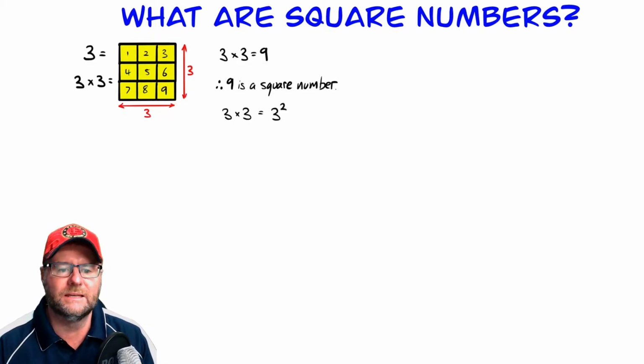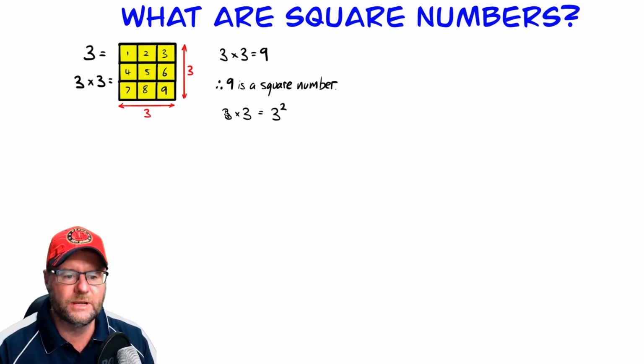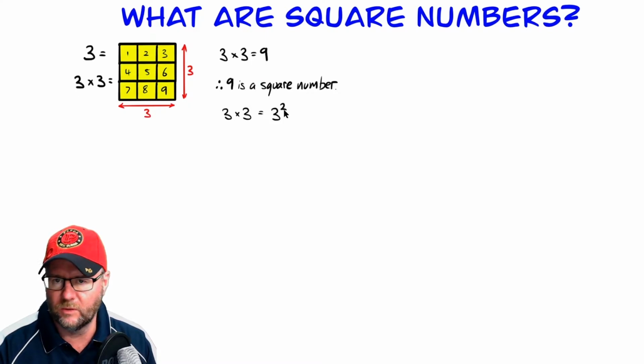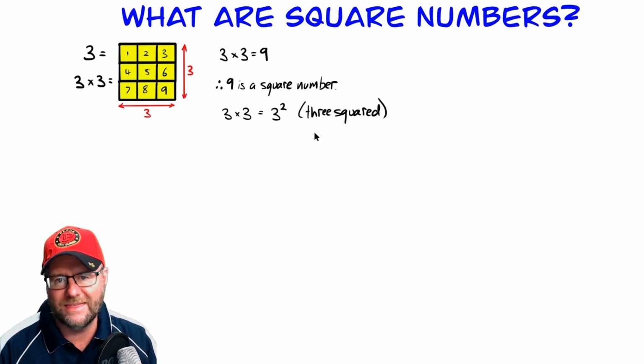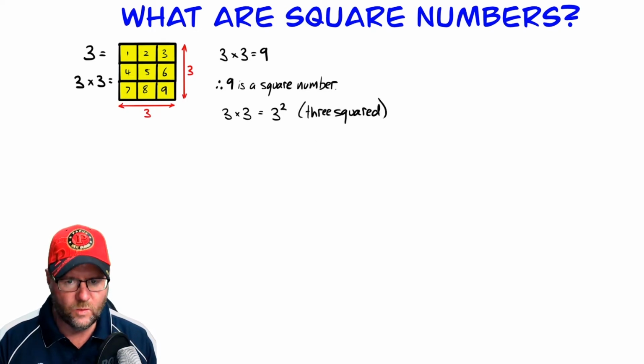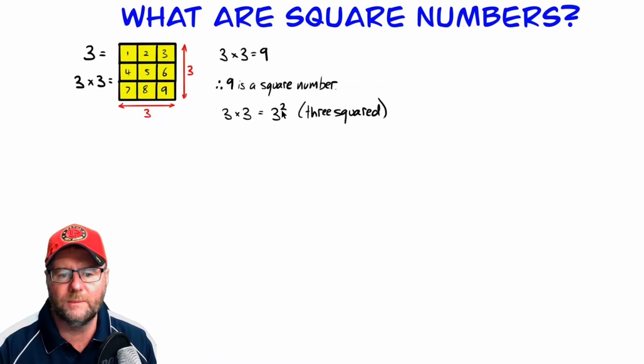We write it like this: 3 times 3 equals 3 with a little 2 up the top in what we call the index. So 3 with a little 2 up the top, sort of up and to the right hand side. And the way we say that is 3 squared. So if we see 3 with a little 2 up the top there, we'd say, well, it's 3 squared. And what that means is just simply 3 multiplied by itself, 3 times 3.